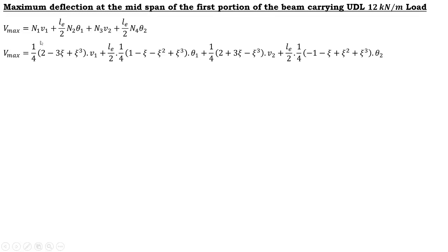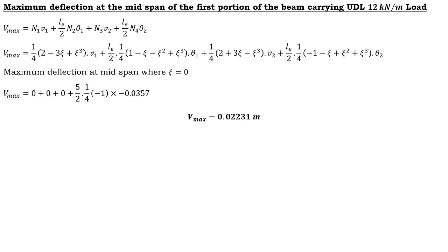So let us substitute the value of N1, N2, N3, N4 in the V equation. Then I know at the midspan the maximum deflection will be there when UDL is subjected in the beam. So there my value of zeta is 0. So when I substitute the value of zeta in the above equation, and after simplification I'll get the Vmax is 0.02231 meter. So that is the deflection in the first portion of the beam because of the 12 kilonewton meter UDL.